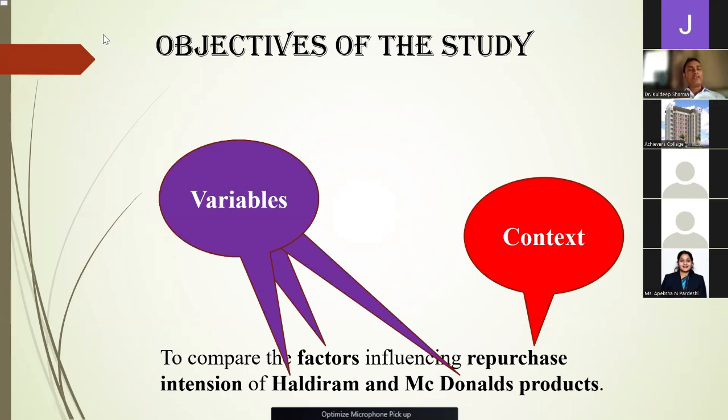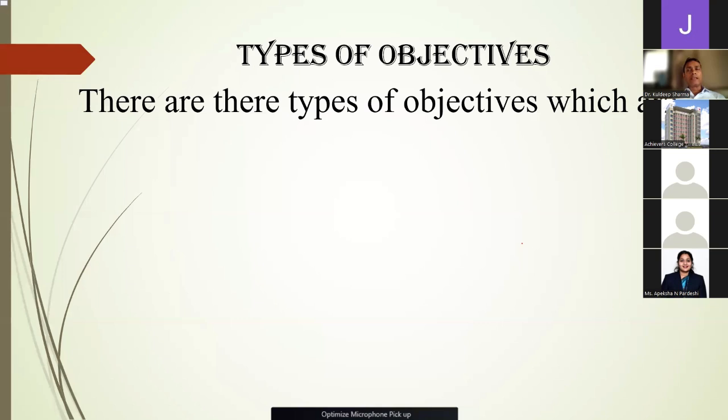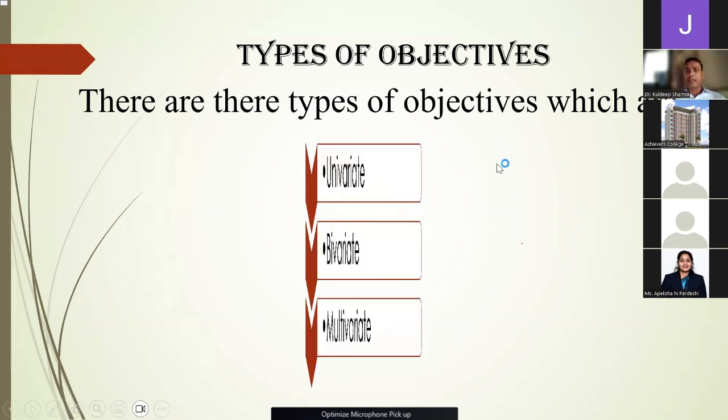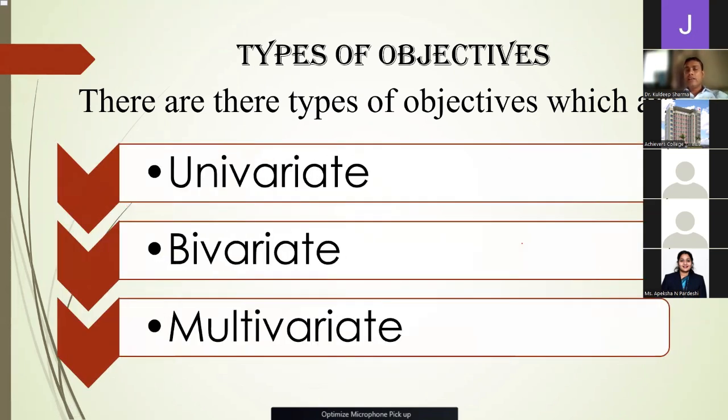Actually, when we talk about types of objective, basically this is just a framing of an objective that makes them different from each other. Otherwise, practically, there is no concept like differences. I just said only how you are going to set your objective will make a difference. So here I have written three types: univariate, bivariate, and multiple variate or multivariate. Let's see what is the difference.